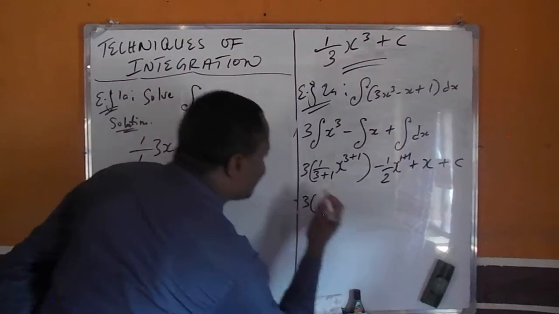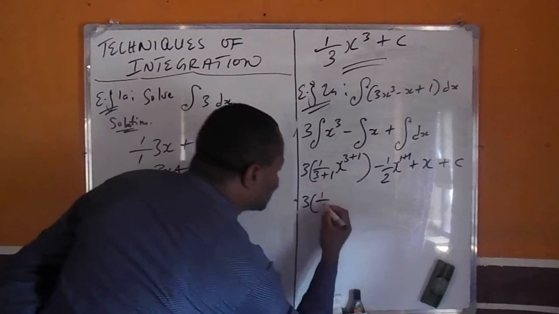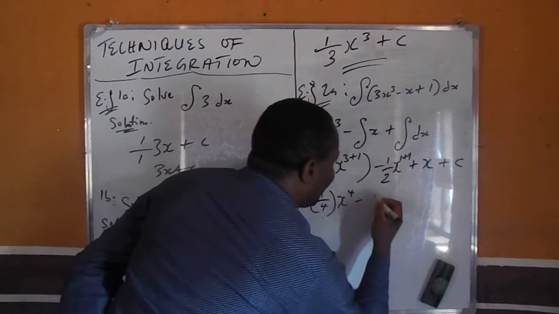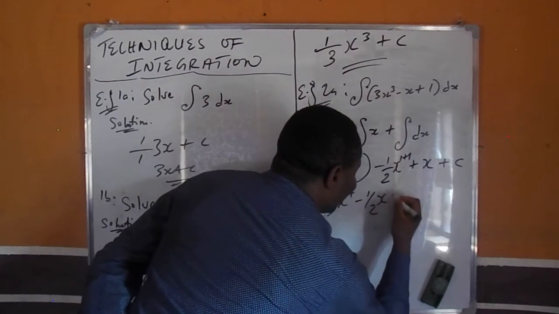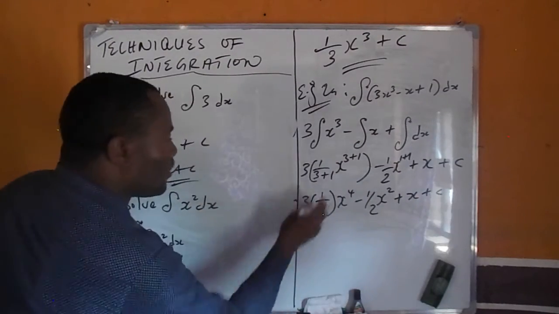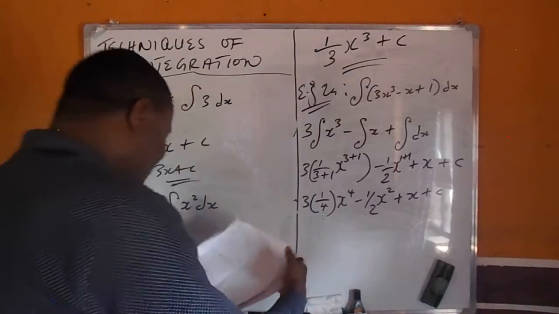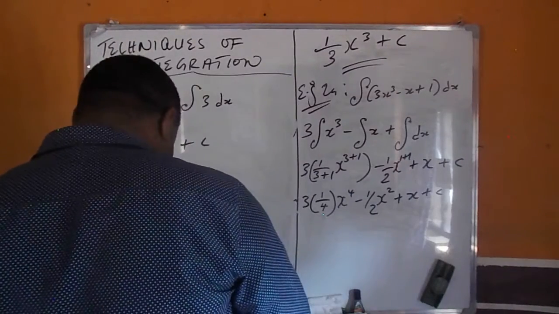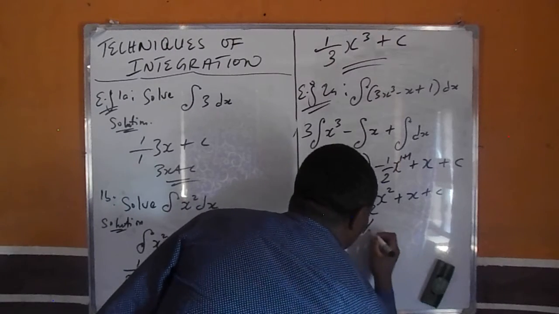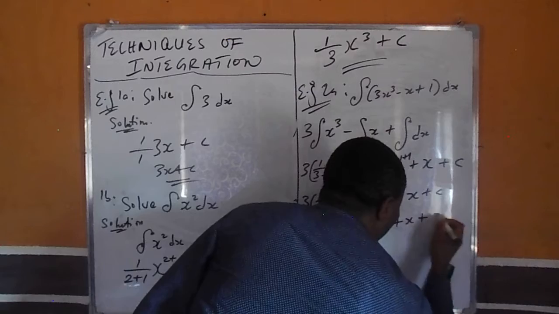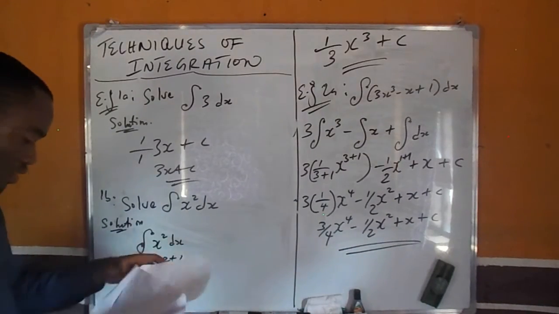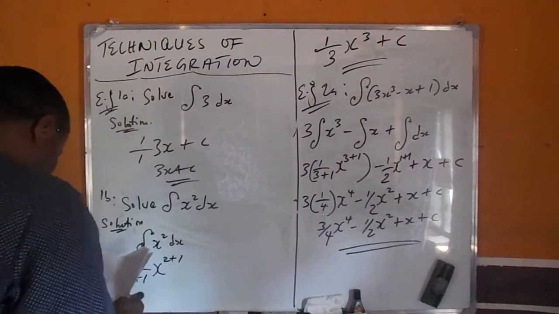This will now give us 3 in bracket, 1 all over 1 plus 3, 4, bracket close, x raised to power 4 minus 1 all over 2, x raised to power 2, 1 plus 1, 2, plus x plus c. 1 times 3 will give us what? 1 times 3 will give us 3. That will now give us 3 all over 4, x raised to power 4 minus 1 all over 2, x raised to power 2 plus x plus c. This is our final answer there. We move on to the next example.